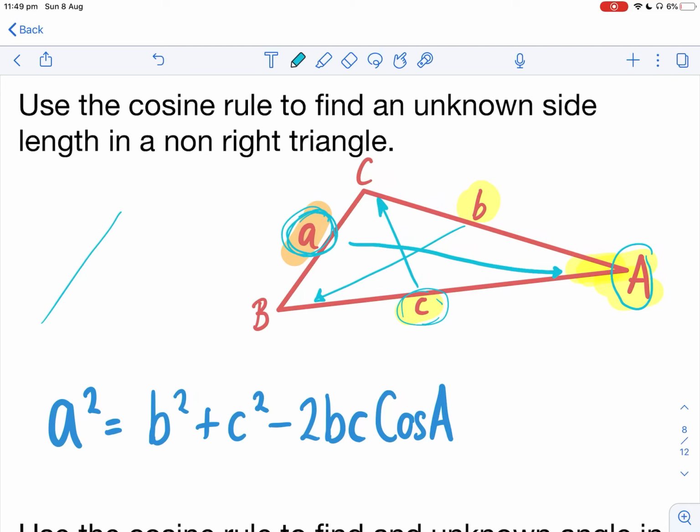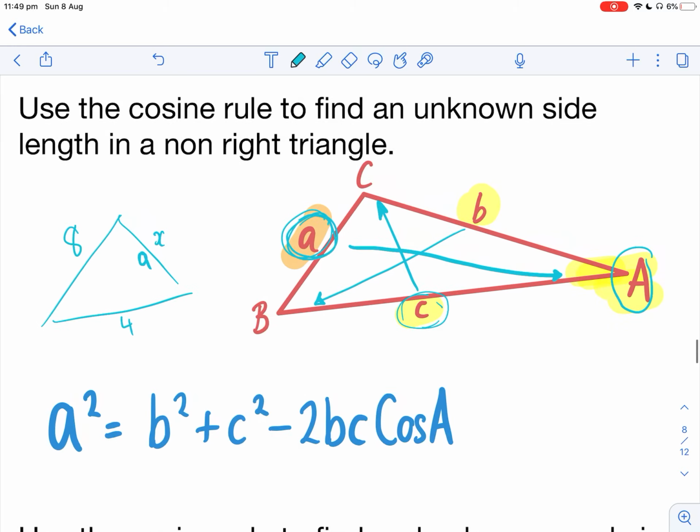So I always call my unknown side length a. So say you had a triangle here. Let's say this is 8, 4, and x. I would call this one a. Then I'd call this one b, and this one c. And this is the opposite angle, so this would have to be capital A, so I would need to know that that's 20 degrees or something. So labeling your triangle is really important.